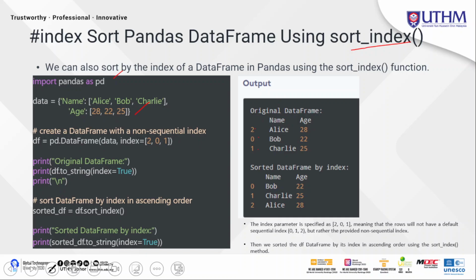This is the original one without any sorting, but this one is only for the index. So we want to sort the index. In order to sort the index, we use the sort_index method or function. Sorted_df equal to df.sort_index. So print it, and also include the index in your output. That's why they use true. So your answer will be this one.